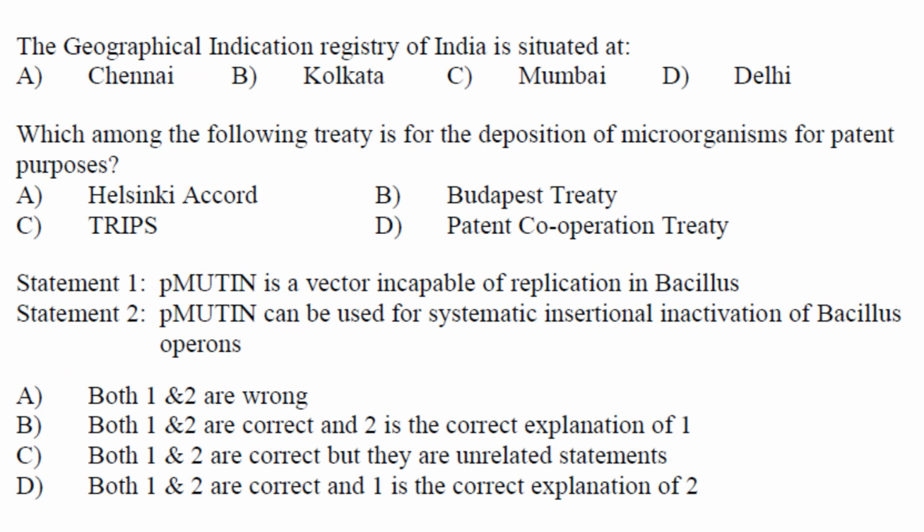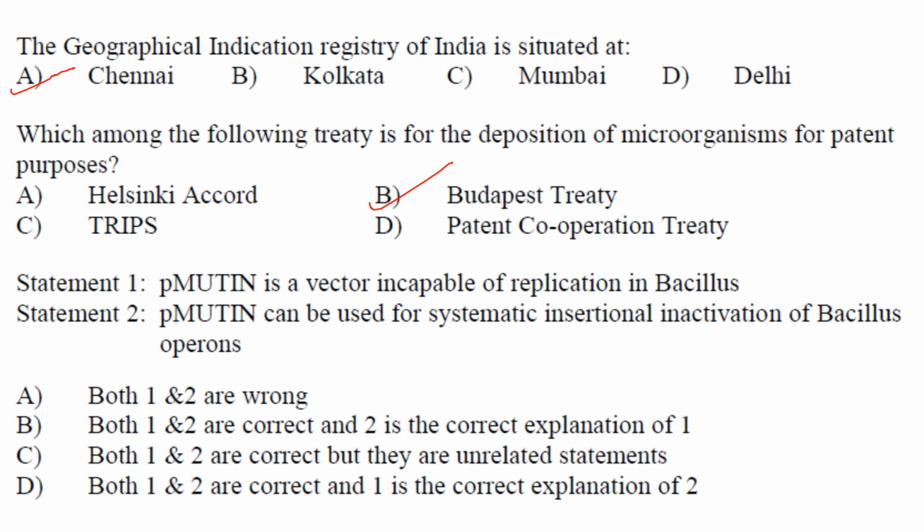Then the geographical indication registry of India is situated at Chennai. So again a question on geographical indication was asked in January 2024. Then next one. Which of the following treaty is for the deposition of microorganism for patent purposes? It is Budapest Treaty. Answer is option B.